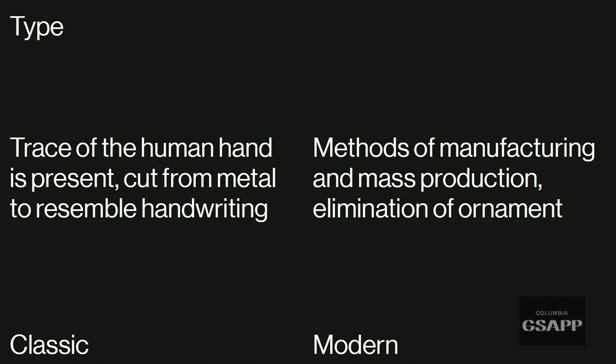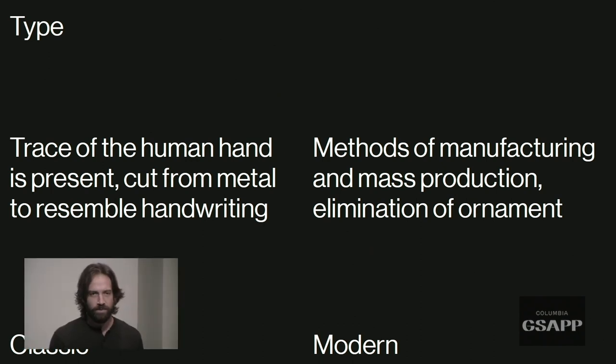And of course, the metal castings weren't perfect either. So there was this trace of the human hand that was still present in mechanical mass-produced printing. Fast-forwarding, and I should say this is a very broad and very brief separation of these two classifications. But in terms of what we look at in modern type, things are now produced with Bezier curves and are digitally produced to near precision. And these methods of manufacturing, mass production, elimination of ornament, all came with the turn of the century.